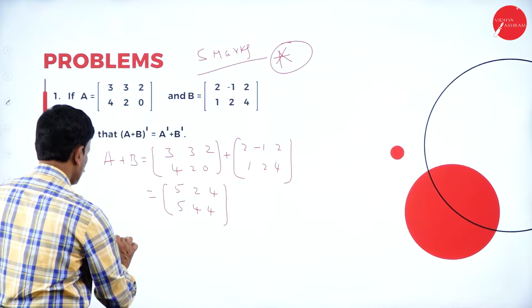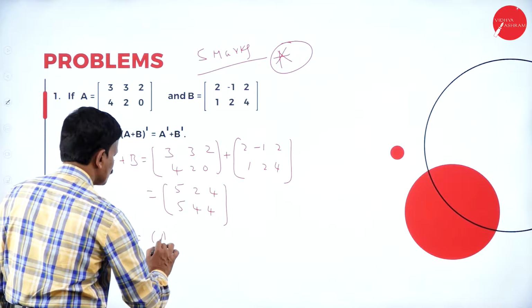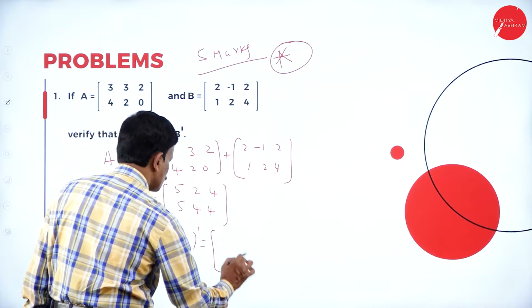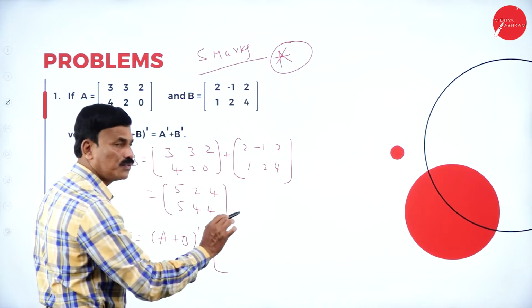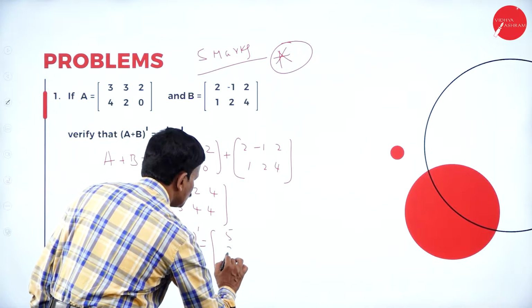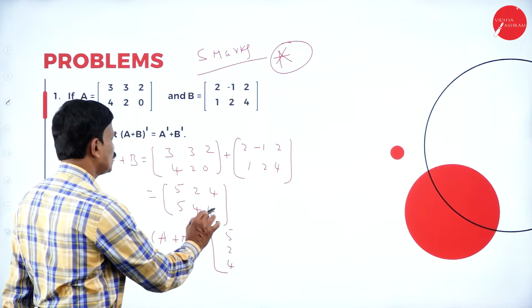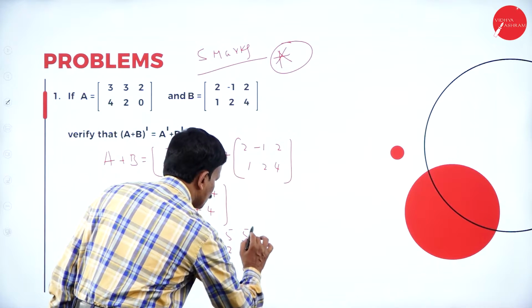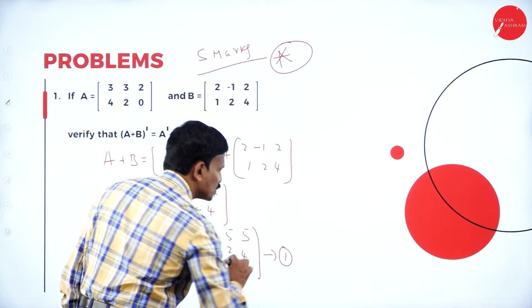Now what do we have in the LHS? LHS is (A plus B) whole dash. Transpose this. The transpose of this is: first row 5, 2, 4 becomes first column 5, 2, 4. And the second row, what is second row? 5, 4, 4. Second row becomes second column 5, 4, 4. Let us represent this as equation number 1.